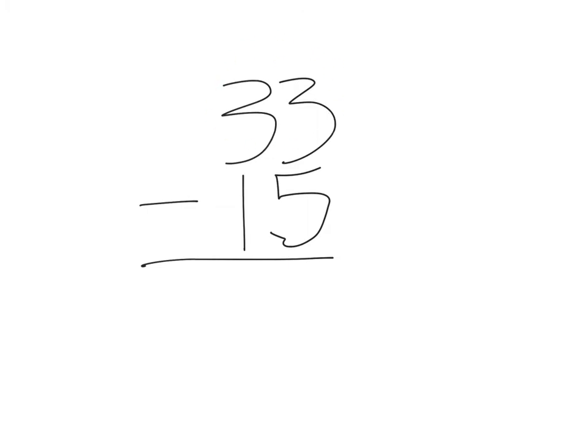But if we look just in our ones house, we can see that we have 3 take away 5. So we have a smaller number at the top and a bigger number at the bottom. We're trying to take away a bigger number from a smaller number. Normally we would say we can't do that, but we do have a way that we can make this work.